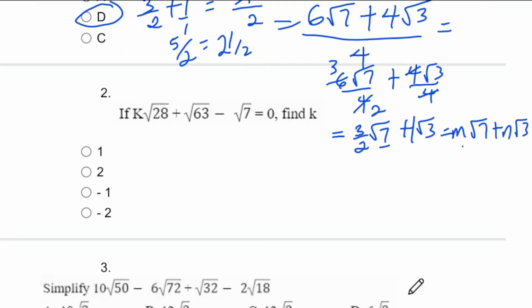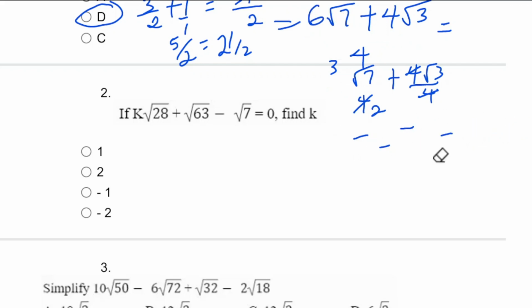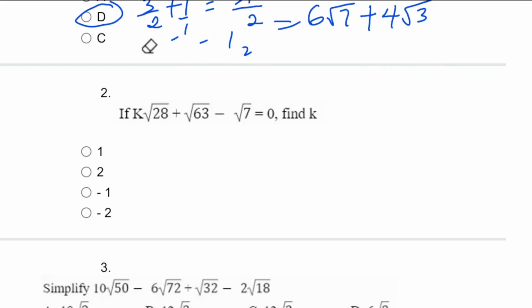Question number 2. Let me clean this. Okay, let's continue. For question 2, you have: if k root 28 plus root 63 minus root 7 equals 0, find the value of k. What you're going to do here is simplify, just like you would with an equation with an unknown value of x, but here the unknown value is k.